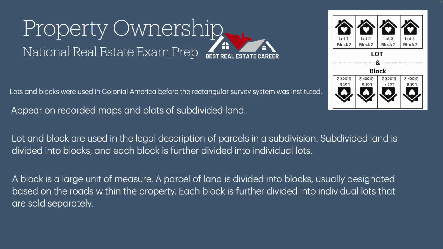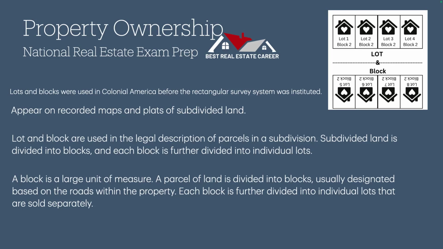So if you've ever been to a new build, this is the system that is being used for your visual representation. As we're looking at this, a block is the larger unit of measure, a parcel of land divided into blocks, usually designated based on roads within the property. Each block is further divided into individual lots, which are sold separately. If you look at the top here, you can see it's lot 1 of block 2, then we have lot 2 of block 2, and it just keeps going through. So we're on block 2, and each one of these houses is on a different lot.